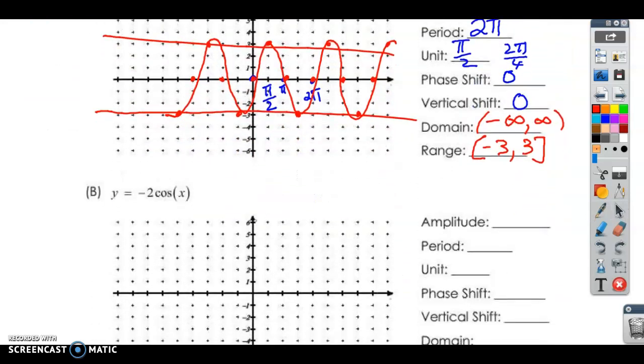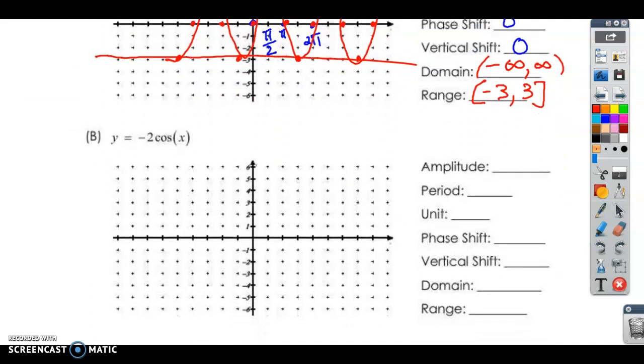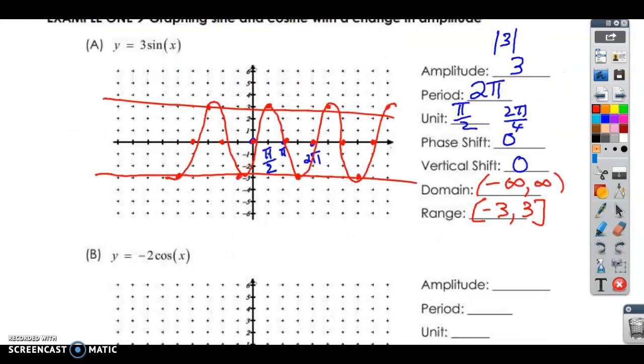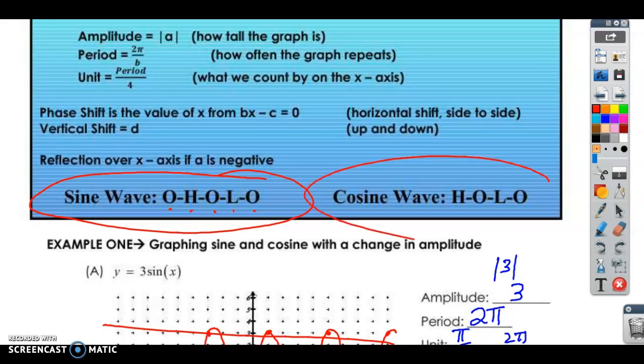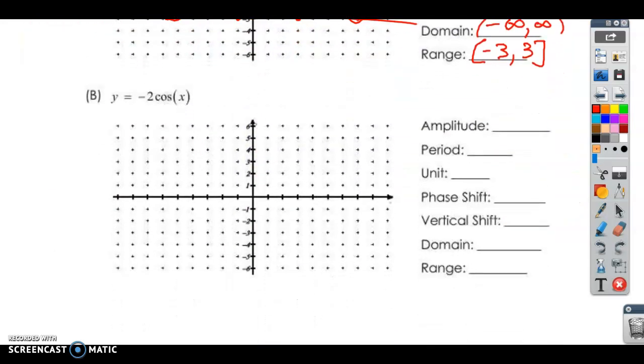All right, let's try the next one. The next example is cosine. So cosine starts here. It starts high and it goes to 0 and then low and then back to 0 and up to high again. So let's go ahead and start.